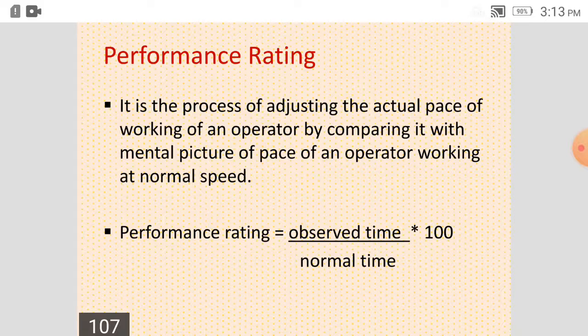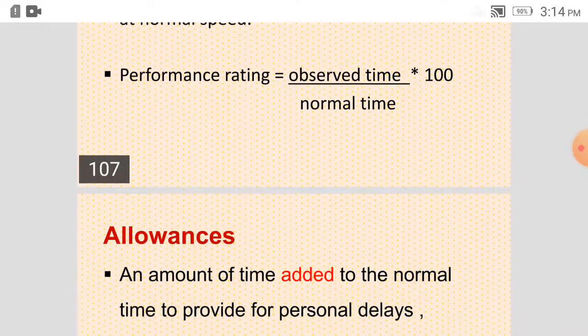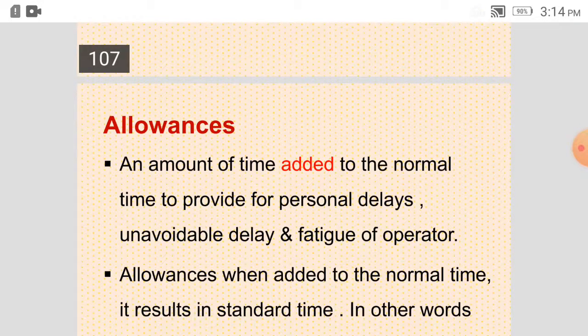So normal time is for the performance of that job, and the observed time is the time of the operator who is doing that job. So observed time upon normal time into 100 is performance rating. So we can rate the worker or that operation of the worker with the help of this type of study. Whether he is slow, whether he is fast, whether he is at the normal speed.